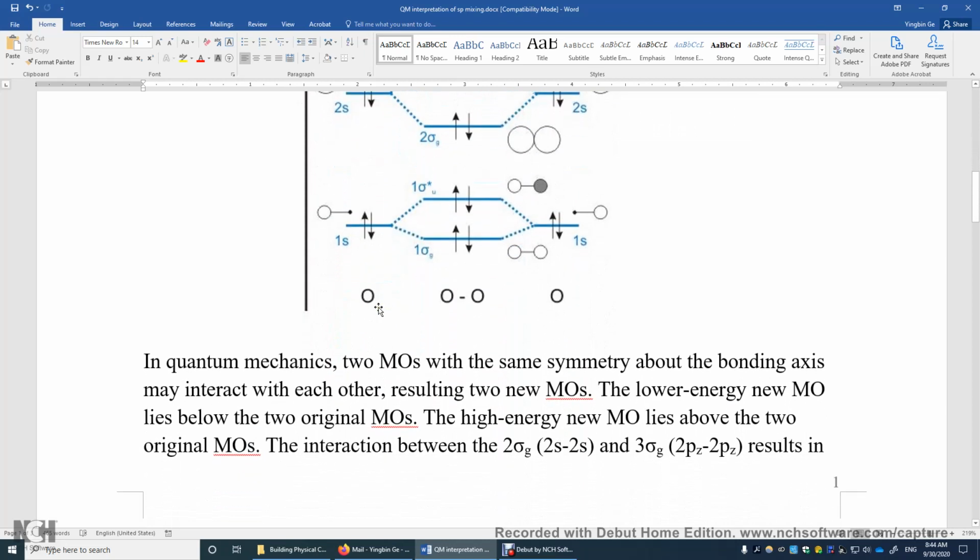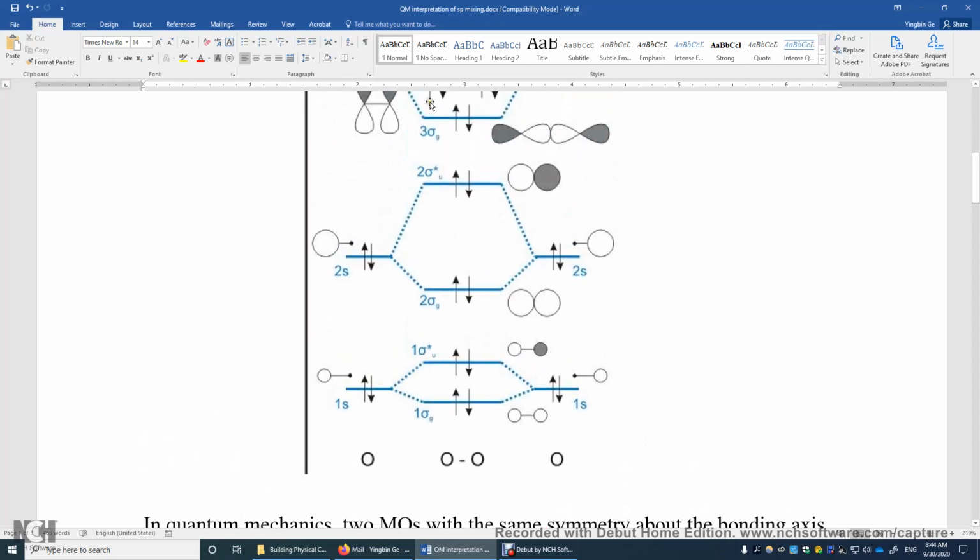Okay, now let's talk about quantum mechanics. In quantum mechanics, two MOs with the same symmetry about the bonding axis can interact with each other. For example, this 2 sigma g can interact with this 3 sigma g. Alright, so again, this is the bond.